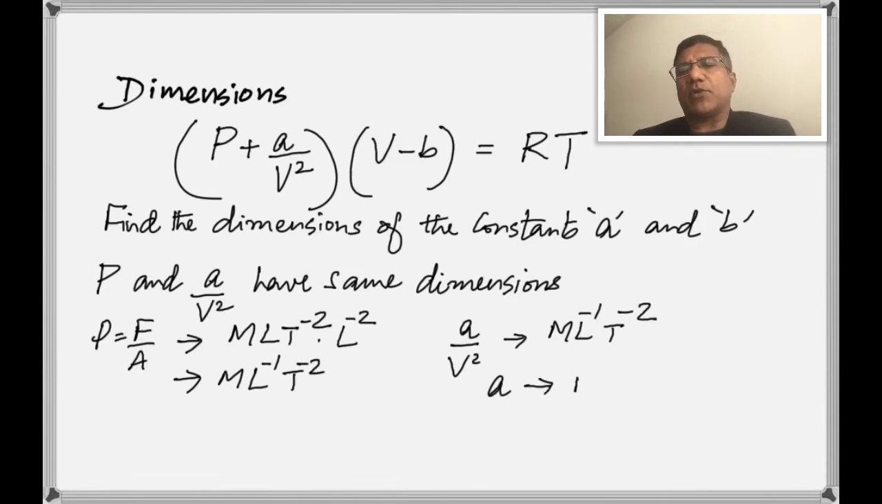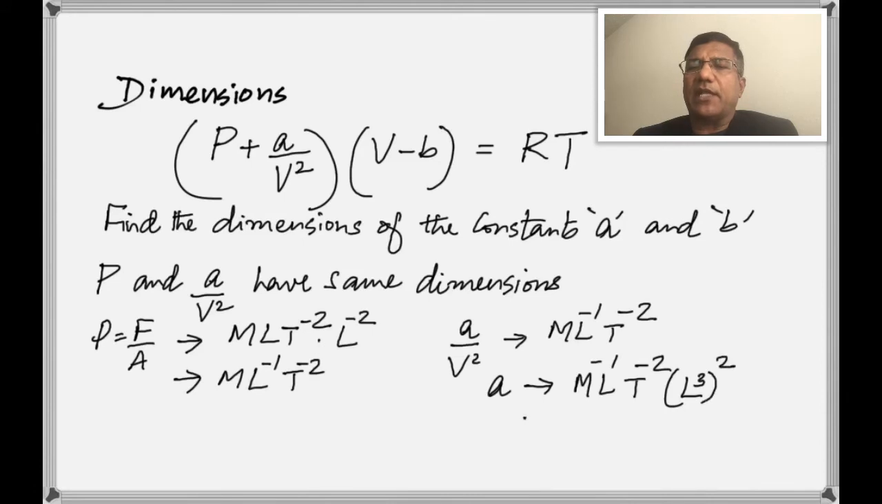Therefore, A by V squared should also have the same dimension, which means when you take this to the right side, you get the dimension of A, and that's volume squared, and that's L cubed whole squared. So you get the final dimension as L to the power 5, because this is L to 6, and then 6 and minus 1 is 5, so you get M L raised to 5 T raised to minus 2.